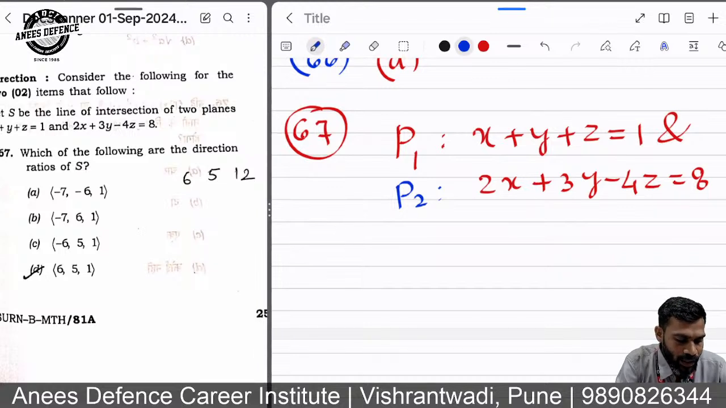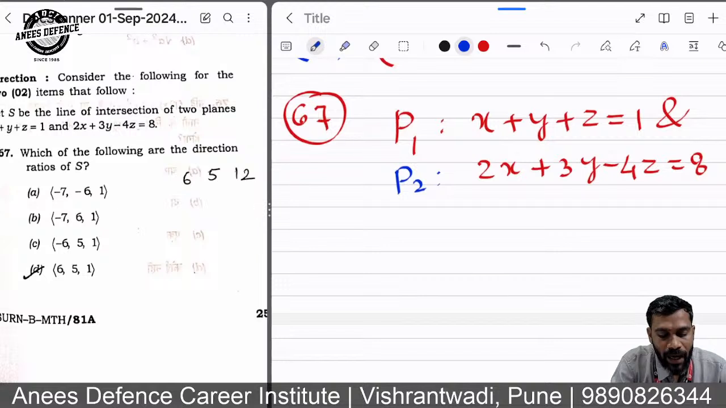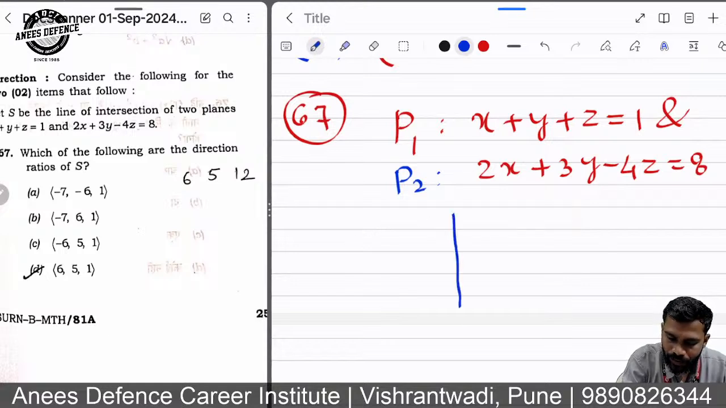So we need to find out the direction ratios of S. It means that line of intersection lies in both the planes, right? It means the direction ratio of the given line will be perpendicular to the normals of both the planes, I mean direction ratios of normals of both the planes. So we need to find out cross product, right? So the drs of the line of intersection of both the planes will be the normal vector we have to find out. So we have to write 1, 1, 1 here, 2, 3, minus 4.